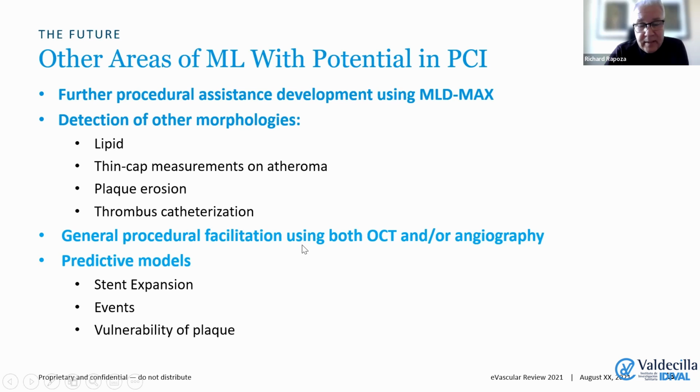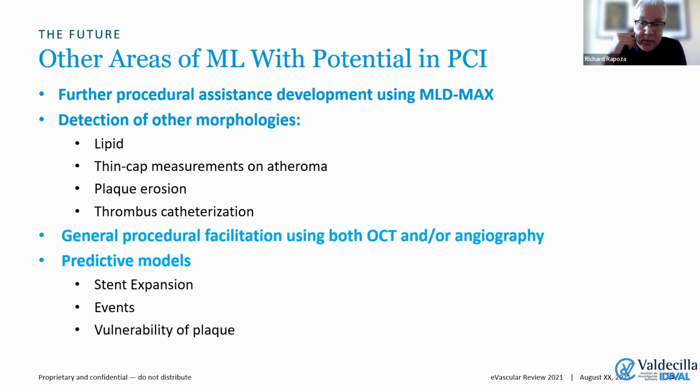General procedural facilitation using both OCT and angiography is also possible. Just as we can do all of this AI on the OCT pullback itself, we can do it on the angiography as well. For example, we could be looking at angiograms in two angles and telling you what guide wire is best suited to actually navigate that anatomy. We could look at the angiography and combine with the OCT and assist at a more sophisticated level on how we treat bifurcations, for example. That would be very, very useful.